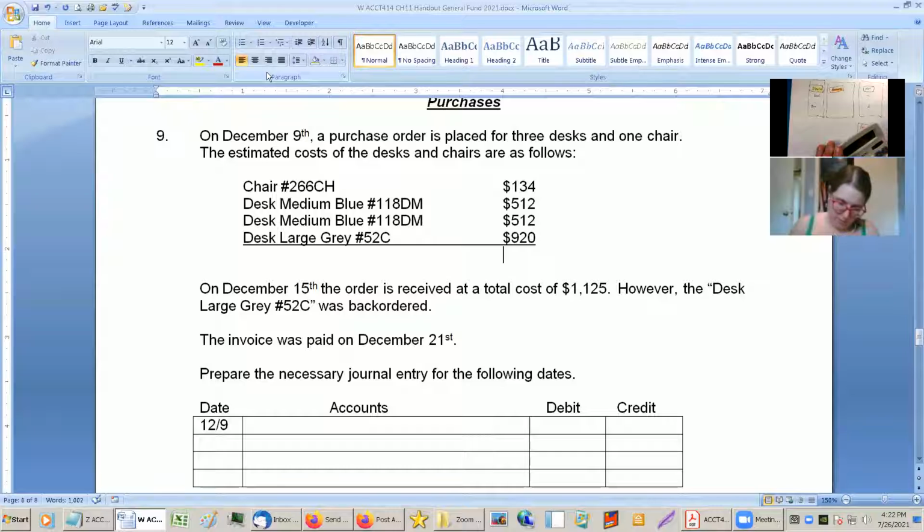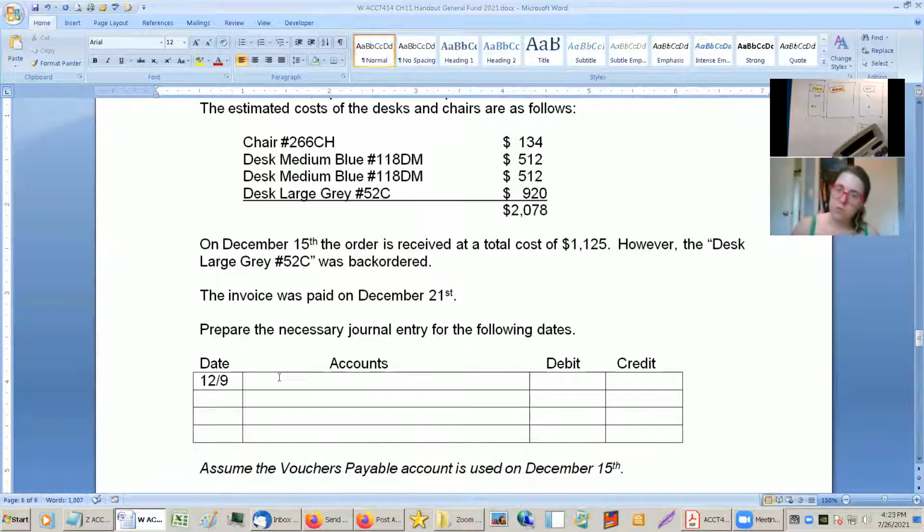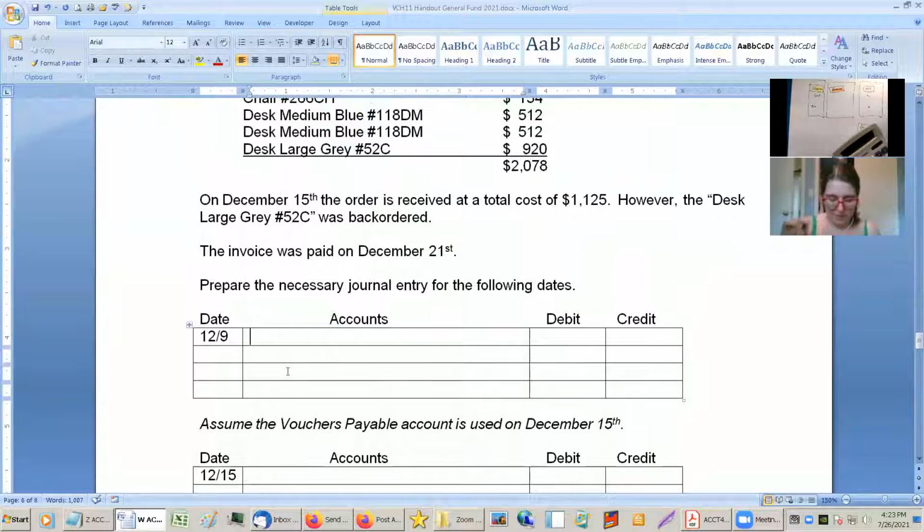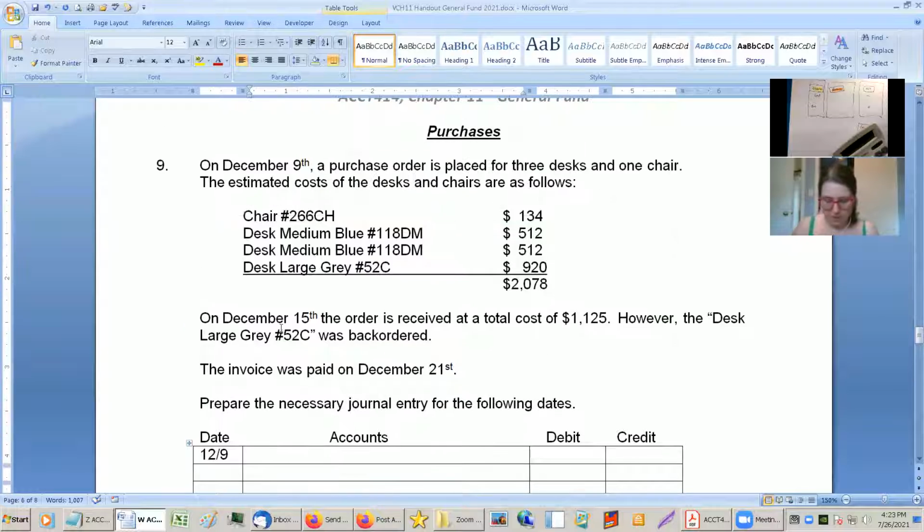Okay, so then the order was received for everything except the 1 desk. Then on 12.9, we do the encumbrances as the debit and the encumbrances outstanding as the credit. So that's 12.9 in the total of 2,078.